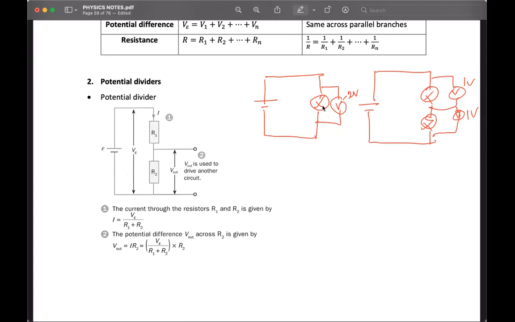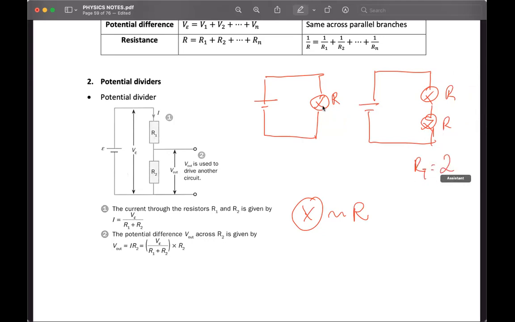If we were to use another example, if the bulbs all have the same resistance, this one has a resistance of 1, and this one also, so the total resistance here is 2. Correct? It is 2R. The total resistance here is 1R. So given the same V, I is equal to V over R.